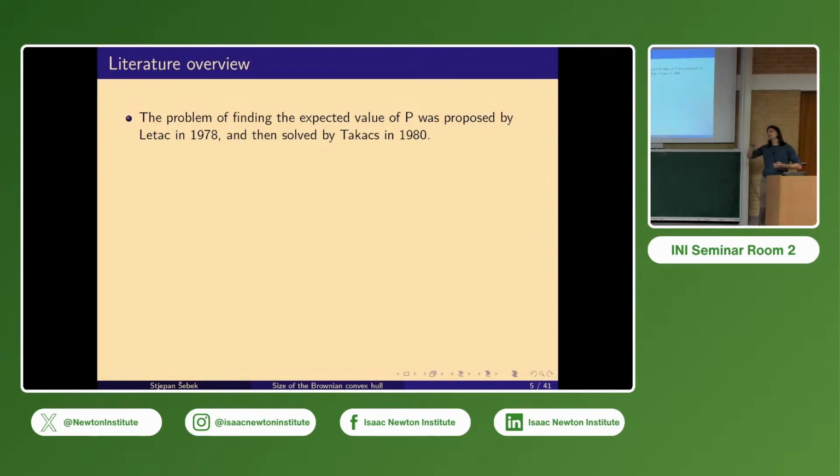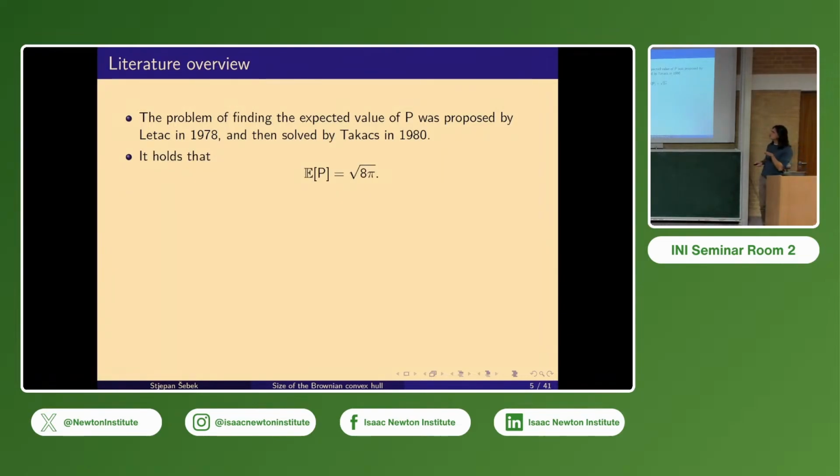Also, when it comes to Brownian convex hulls, people are interested in many different questions like the smoothness of the boundary and things like that. We are only interested in these geometrical functionals of the hull. So in 1972, Letac posed this question about what is the expected value of the perimeter of the Brownian convex hull in the American Mathematical Monthly. And 2 years after, again in the American Mathematical Monthly, it was solved by Takács, and he showed this beautiful result that the expected value of the perimeter of the Brownian convex hull is just the square root of 8 pi.